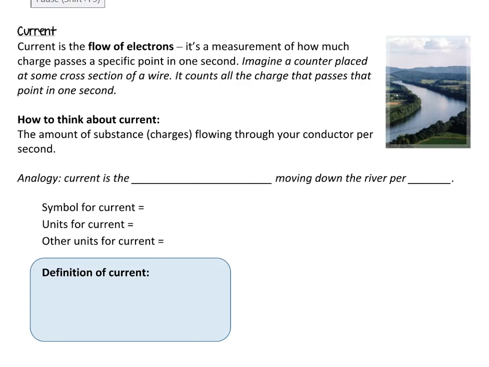So current is a measure of how much charge passes a specific point in your circuit per second. When we talk about current, we're going to be looking at charge. The symbol for charge, by the way, is capital Q. We're going to be looking at how much charge passes a point in your circuit per second.